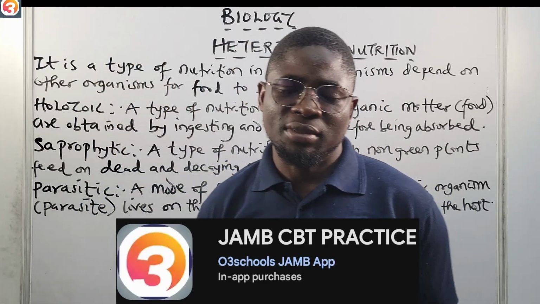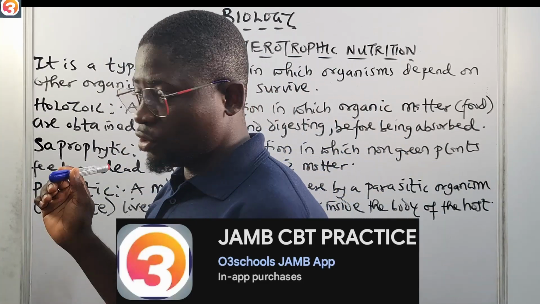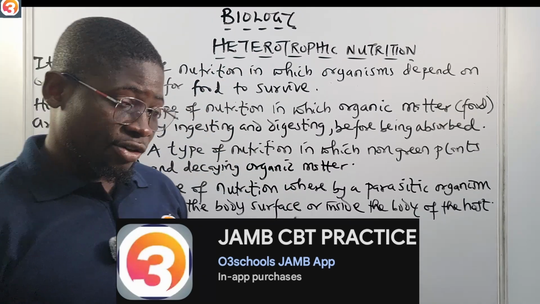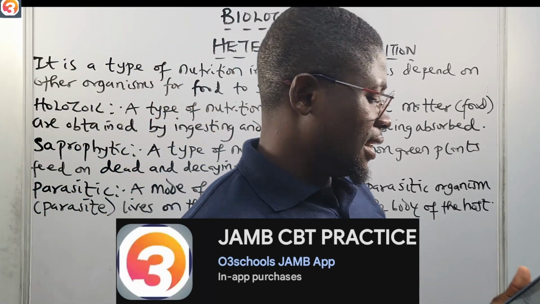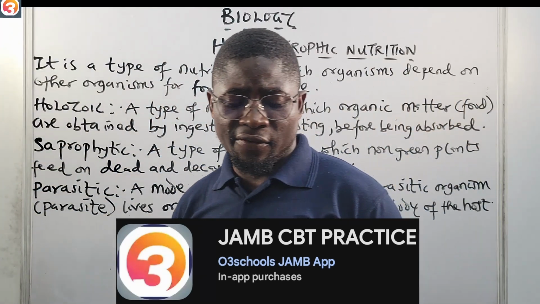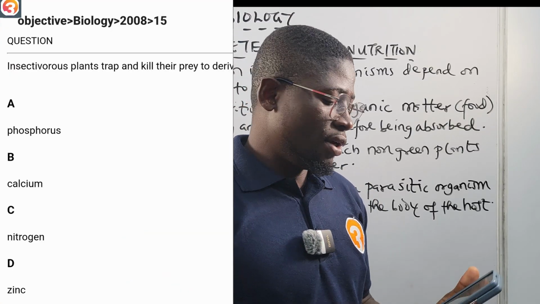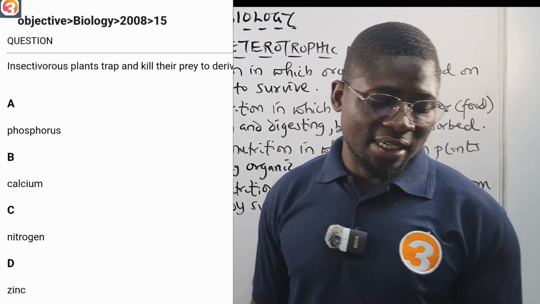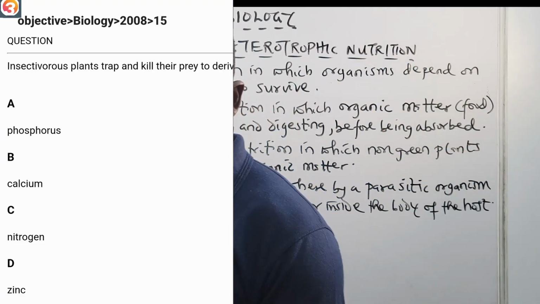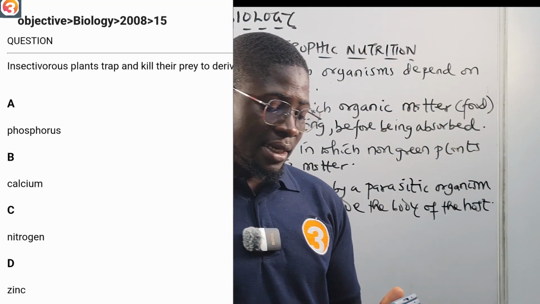Let us see a question from the JAMB CBT practice app as it relates to nutrition, heterotrophic nutrition. They say here, 2008 question number 15. Insectivorous plants trap and kill their prey to derive: A, phosphorus; B, calcium; C, nitrogen; D, zinc.